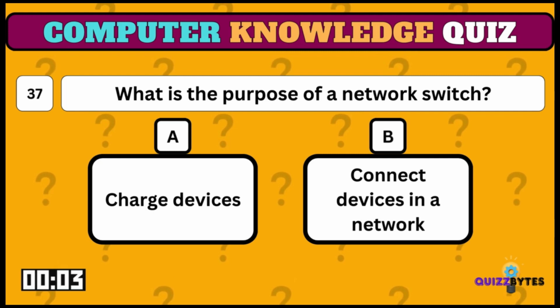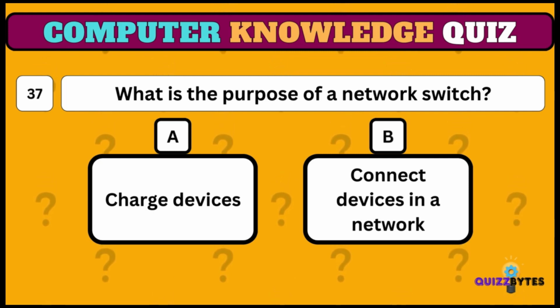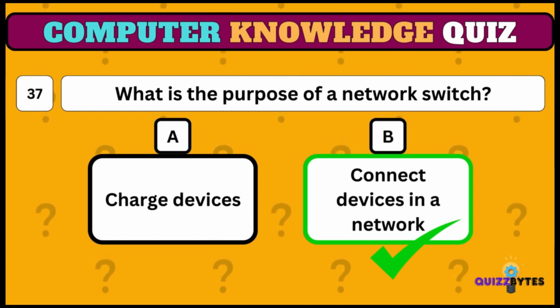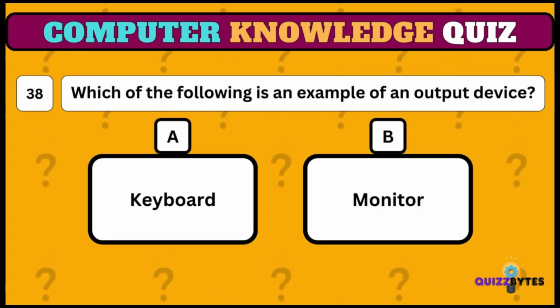Great job so far. Correct. A network switch connects devices for seamless communication. Proceeding to question 38. Which of the following is an example of an output device? A. Keyboard or B. Monitor?